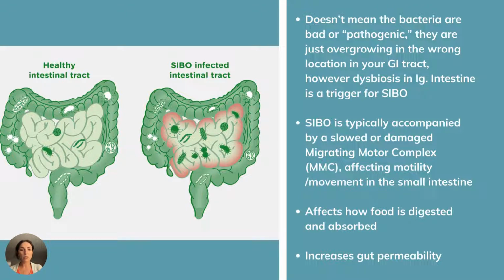So it's typically associated with a slow or damaged migrating motor complex. We see this a lot with IBS and constipation. So it affects your motility. And this is why we do that polka dot stool test, because that will give us a good picture of your 24-hour motility. So we want to see if we can improve that with time if your motility is damaged. And it affects how food is digested and absorbed. It also increases our gut permeability, which is a whole other topic that you have a lesson on as well that you can watch later in the program.